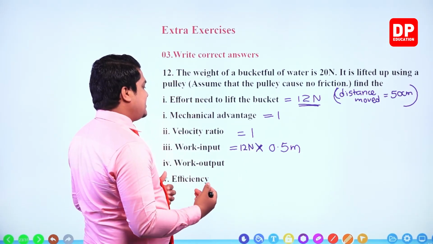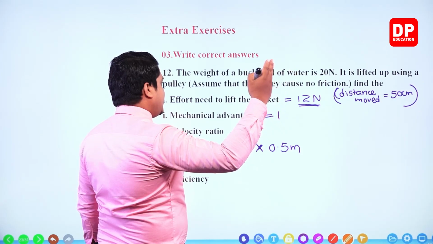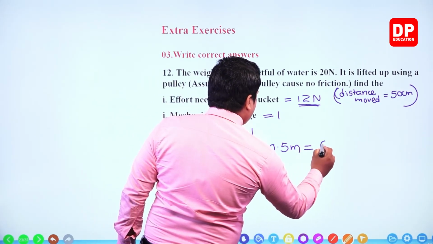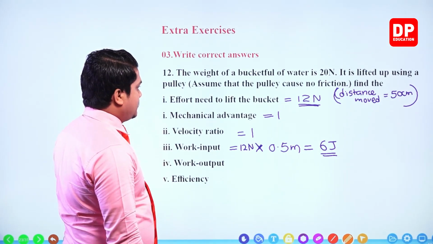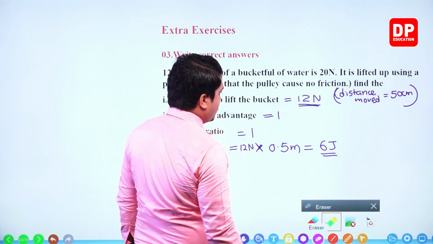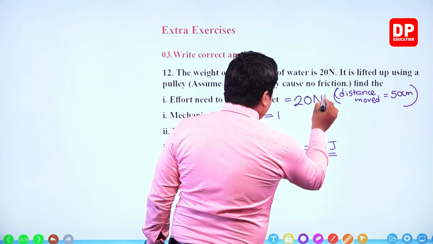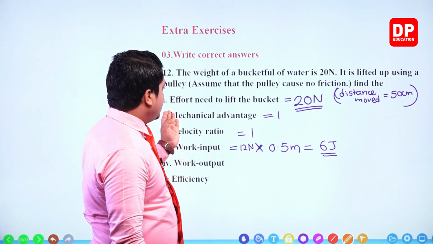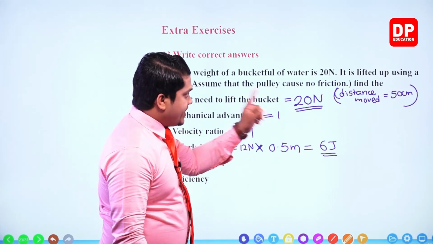Work input means the effort multiplied by the distance moved by the effort. You know that the distance moved by the effort or the load, both are going to be 50 centimeters. So this is equal to 6 joules. 0.5 into 12, right? Not 12, it should be 20. Here it's 20, not 12. Let's recorrect it: 20 Newton. Because always the effort is equal to the load when you are using a pulley. So it should be 20 Newton, not 12.